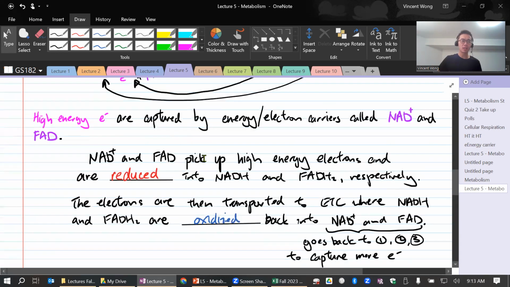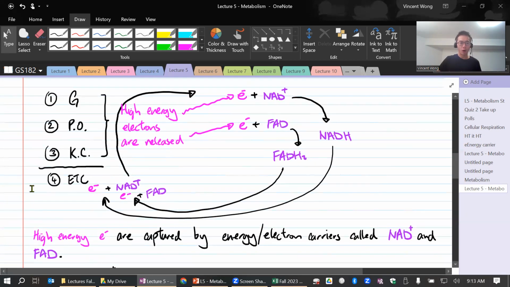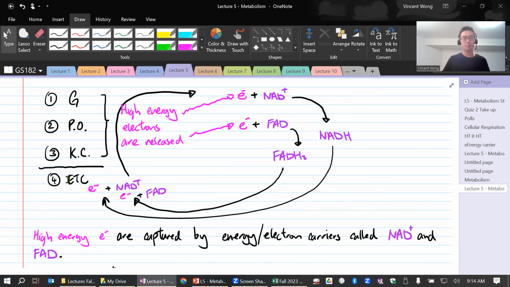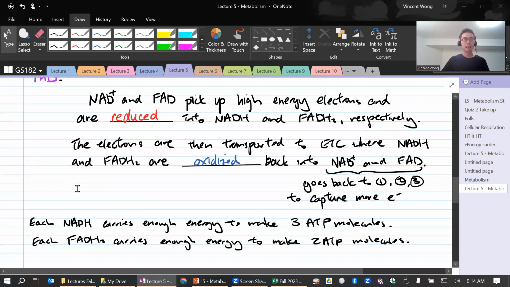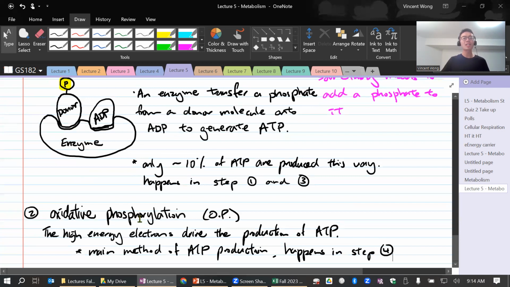All those electrons that got off at the ETC, all these passengers that got transported to the ETC, we can now use them to make a lot of ATP. That process of using these electrons to make a lot of ATP is called oxidative phosphorylation, OP. And that only happens in step 4.